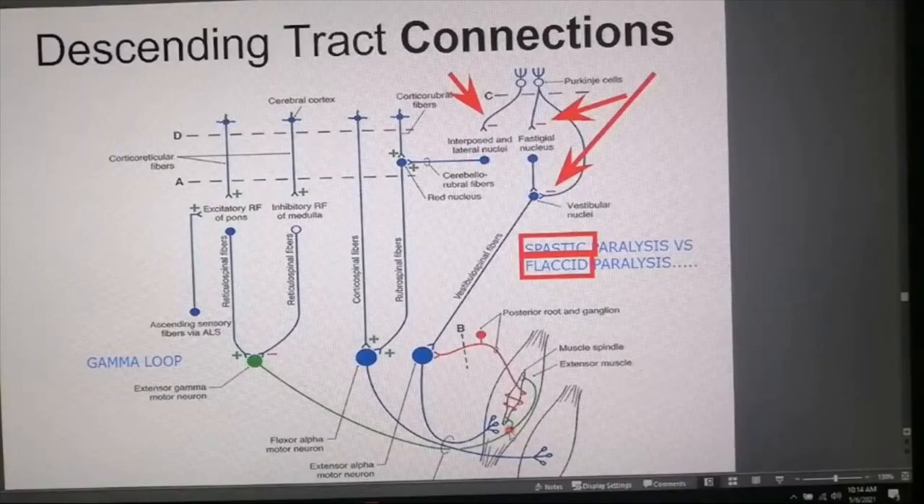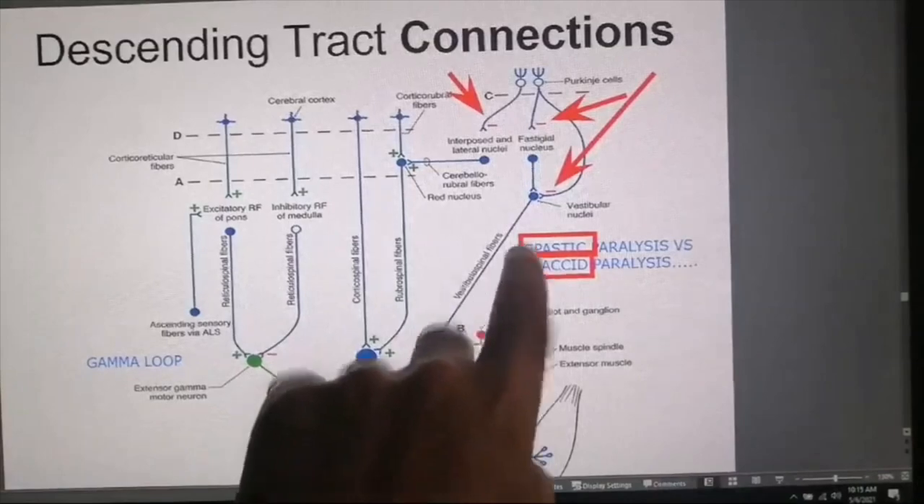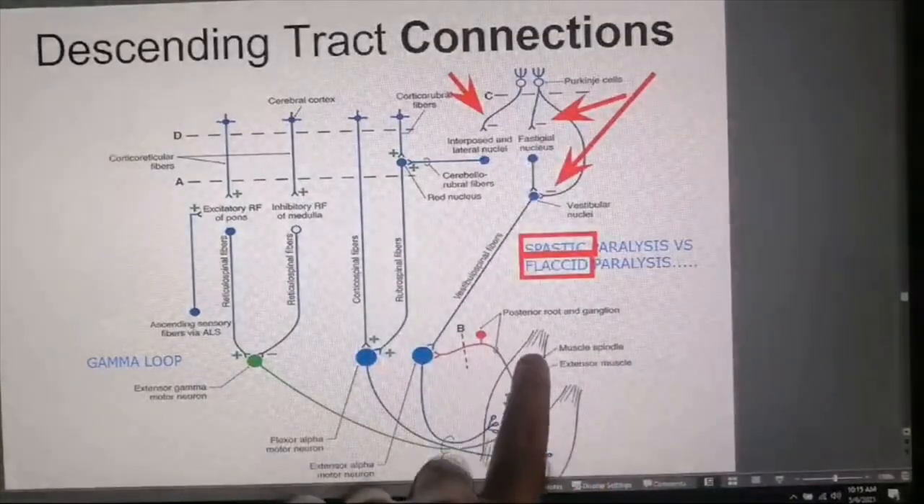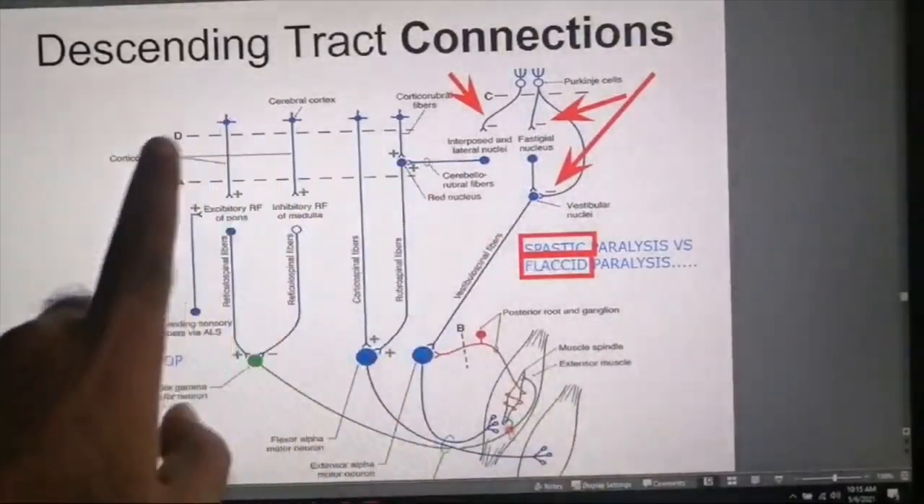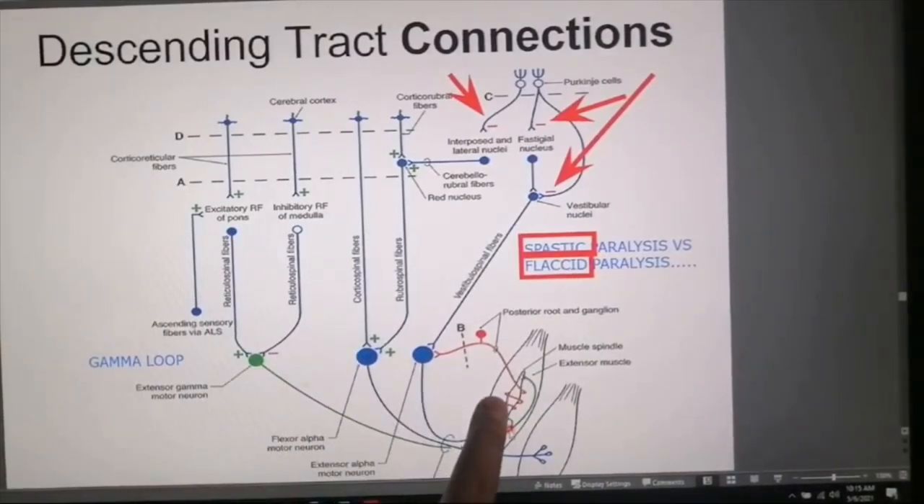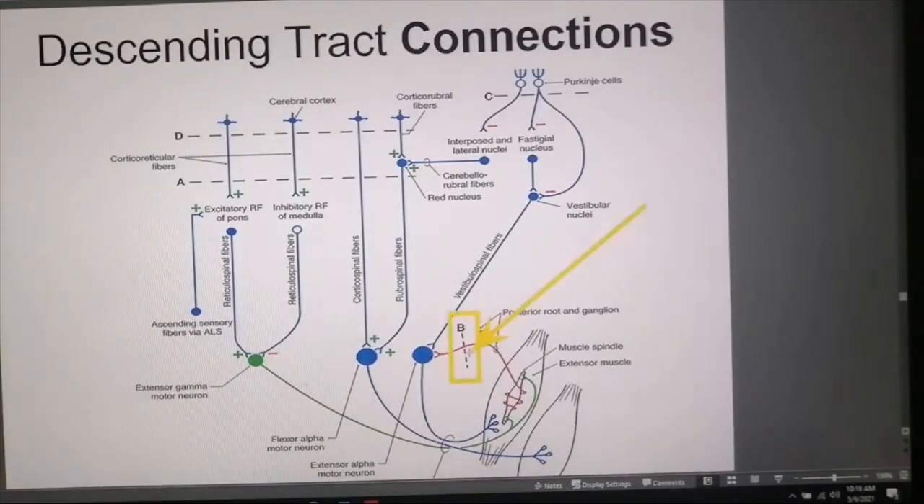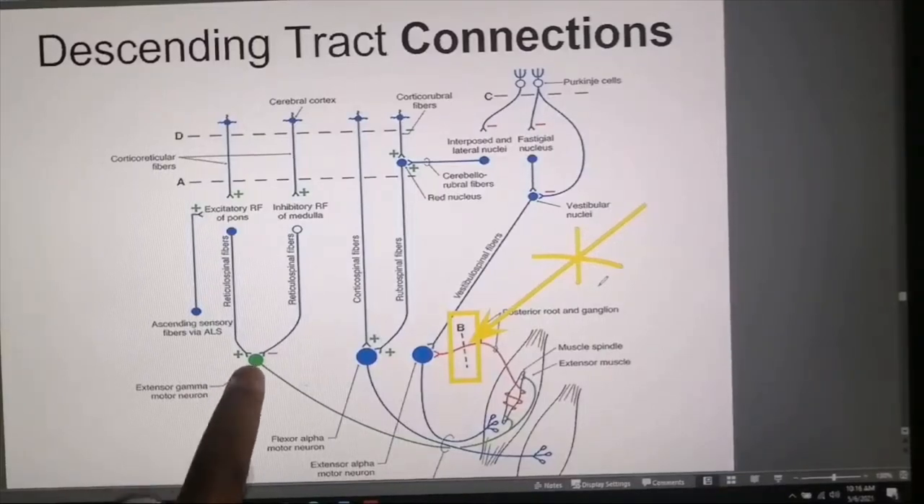The question I'm leaving you with: we have just established that disturbing the vestibulospinal fibers by removing the cerebellum will cause spasticity in the muscle. Also, if you do the gamma loop through exciting the gamma efferents, again the muscle will go into spastic paralysis. If I were to section the spinal cord, cutting the dorsal horn, which spasticity will be relieved? This one or this one?